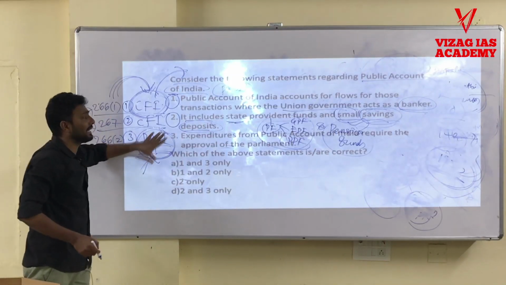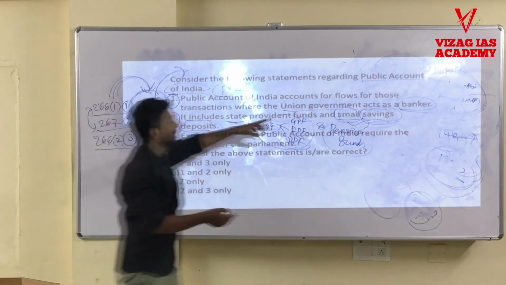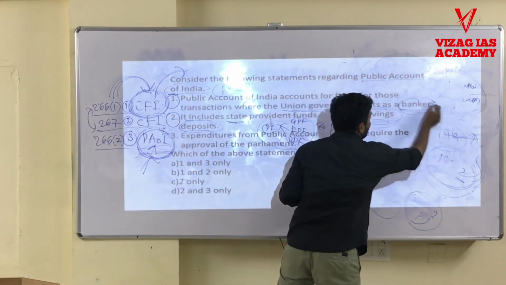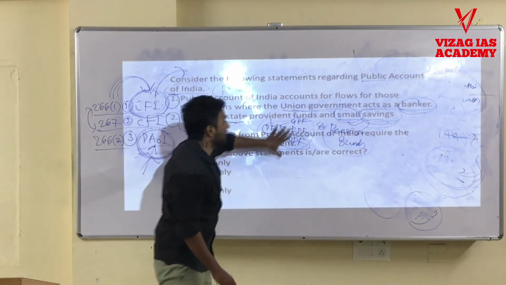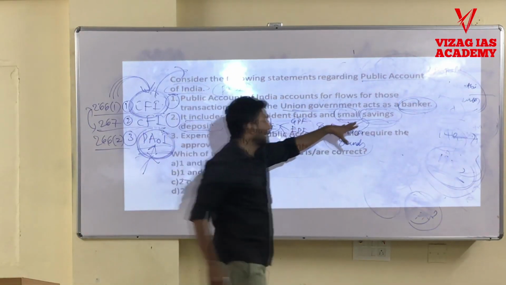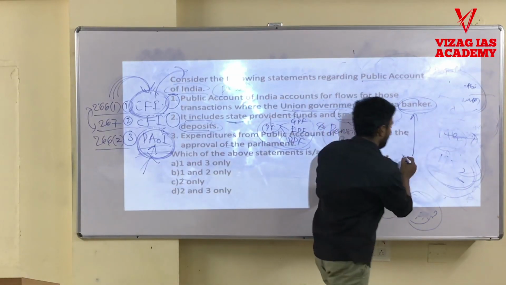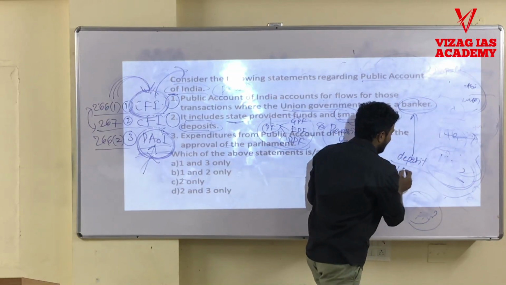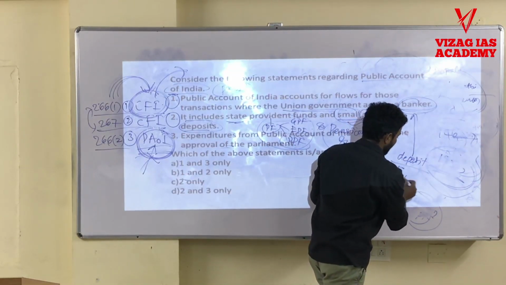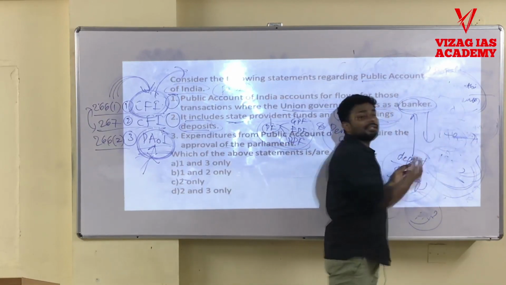See, the people have saved their money. Why have we said the Union government acts as a banker? What is the role of a banker? These two things, right? Deposits and savings. We deposit our money, or we keep it as savings, and we withdraw money as and when we want.